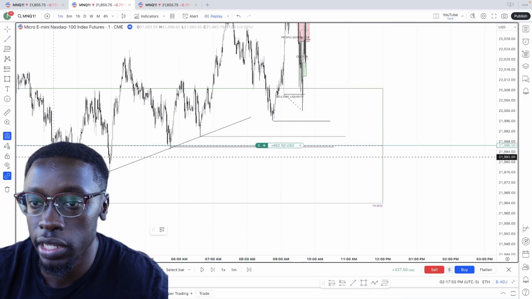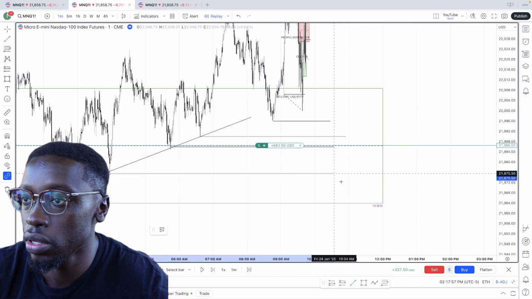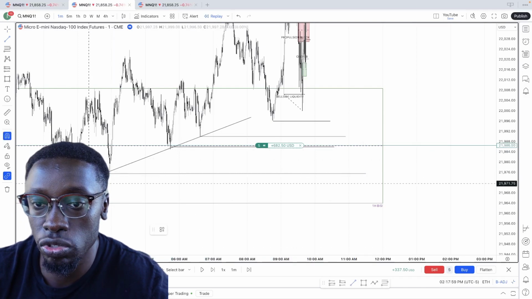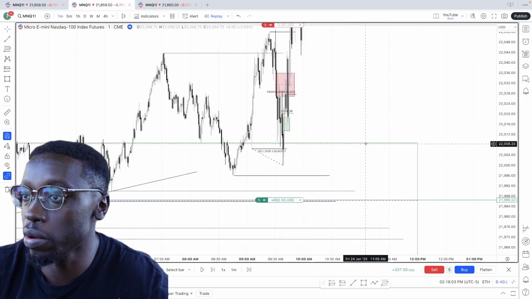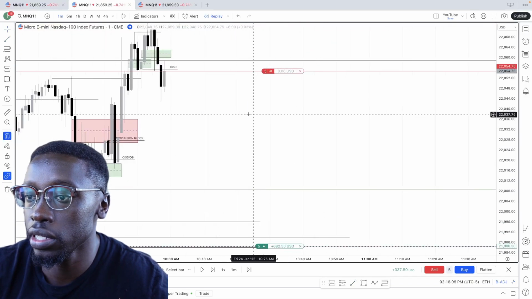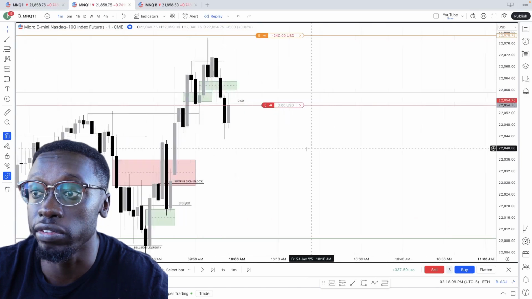You could take a partial here at this low. You could take a partial even at the ultimate low at London, right? This was the 3 a.m. low, which is London lows. So there was plenty of partial opportunities here. Honestly, on this trade, this is a great risk to reward.